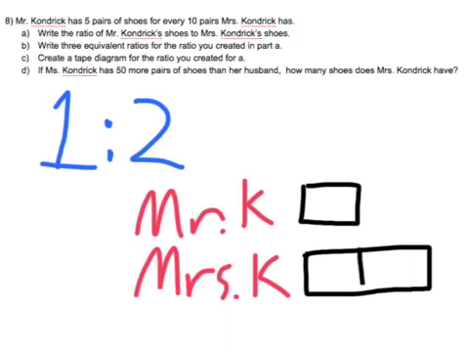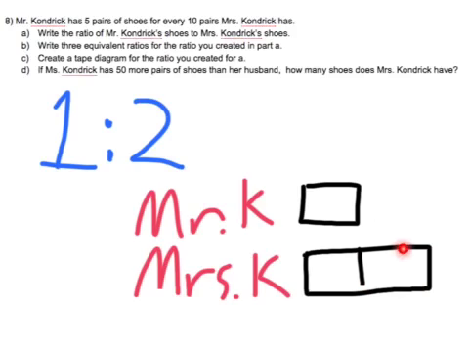Part C complete. However, I now also want to talk about Part D. If Mrs. Condrick had 50 more pairs of shoes than her husband, how many shoes does Mrs. Condrick have? First, we need to find the part of the tape diagram that represents how many more shoes Mrs. Condrick had than Mr. Condrick. So, Mr. Condrick has this many shoes, and Miss Condrick does too. But then Miss Condrick also has more.